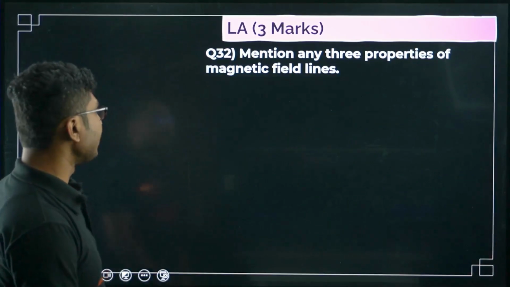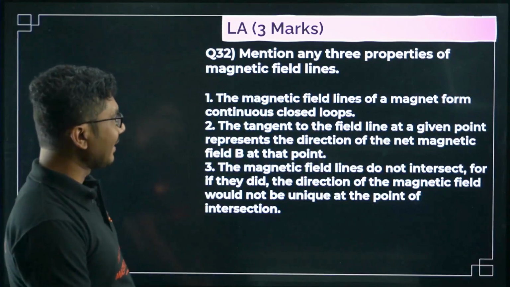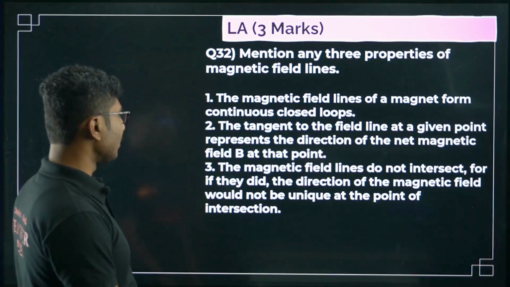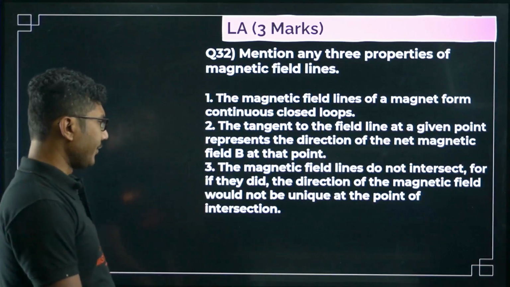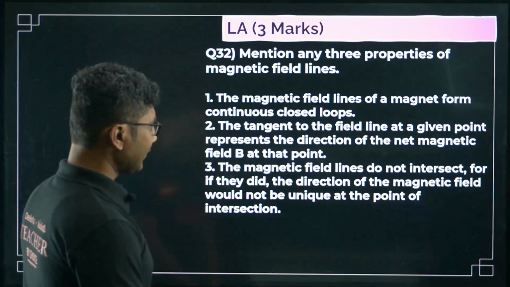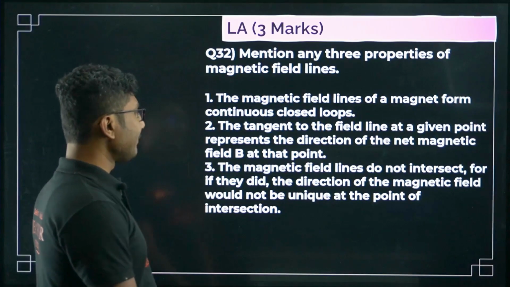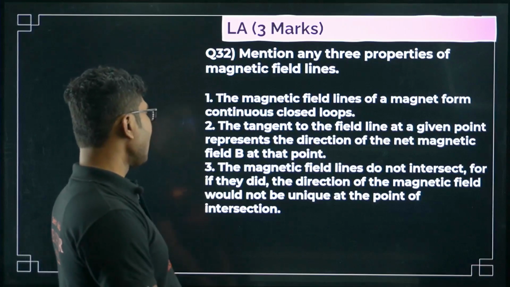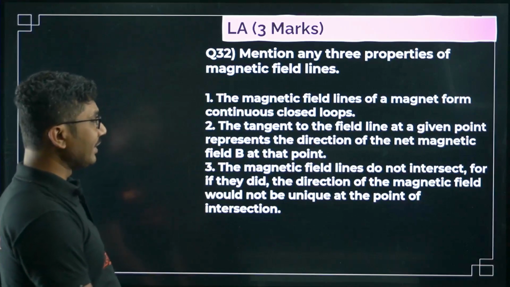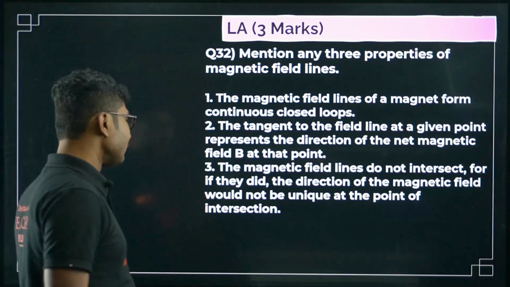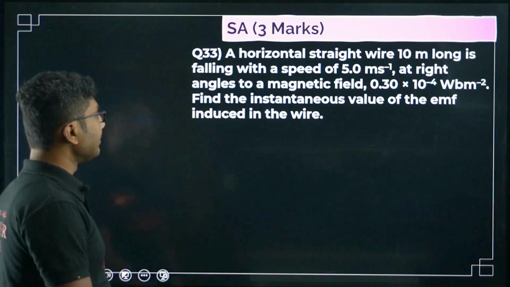Mention any 3 properties of magnetic field lines. Very common question. The magnetic field lines of a magnet form continuous closed loops. The tangent to the field line at a given point represents the direction of the net magnetic field B at that point. And the magnetic field lines do not intersect, for if they did, the direction of the magnetic field would not be unique at the point of intersection, right? These are all common points we already know, we have already studied them multiple times.